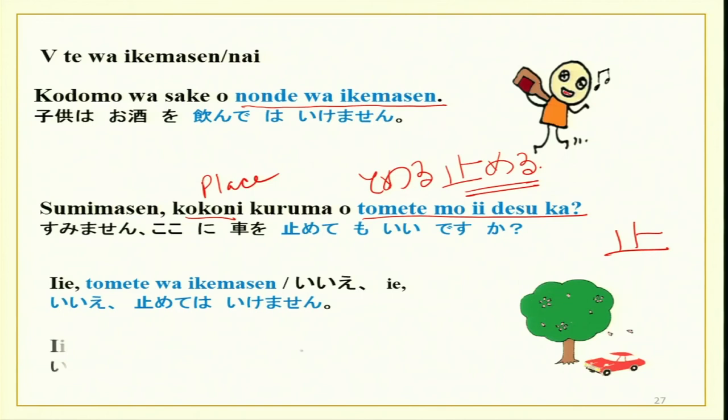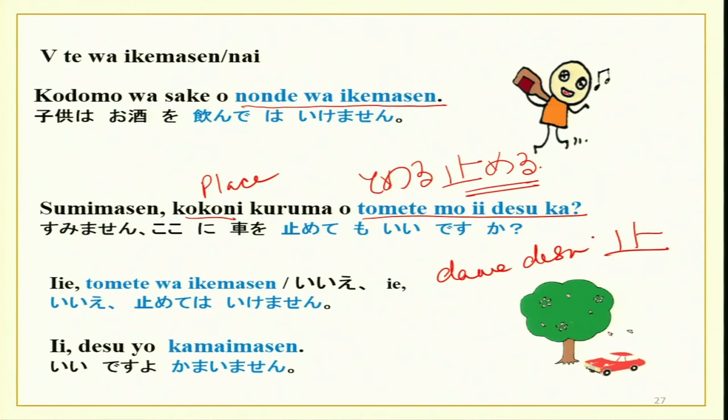Dame desu. Casual. Or tomete wa ikemasen. Or ii desu yo kamaimasen. Though it is in negative, the answer means yes. Ii desu yo, it's all right. Kamaimasen. I do not mind. It's all right. It's in masen form, negative, but meaning is positive.